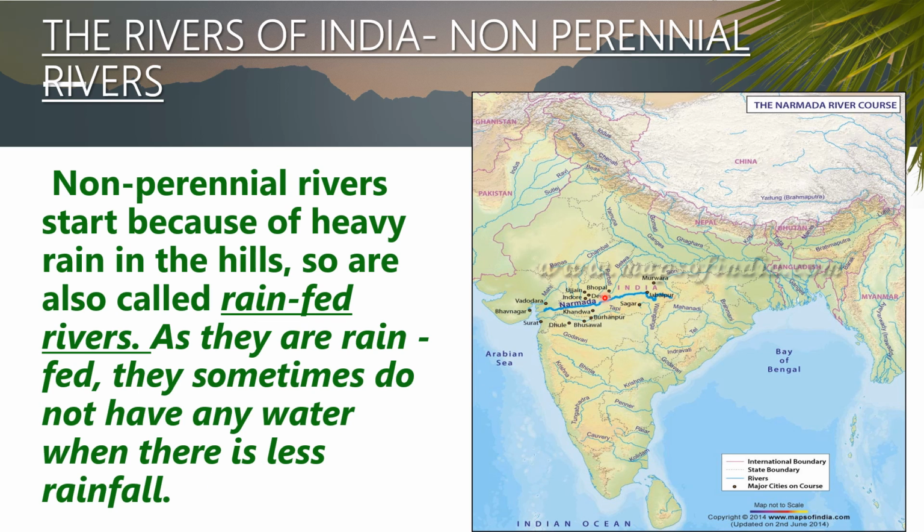Then the examples, the Narmada and the Tapi. Here is the Narmada and here is the Tapi. The Narmada and the Tapi start in the plateau region, flow west and empty into the Arabian Sea. So these are the non-perennial rivers.